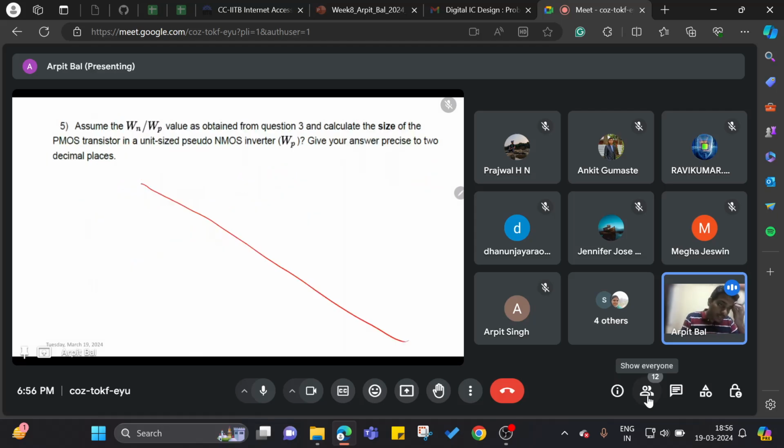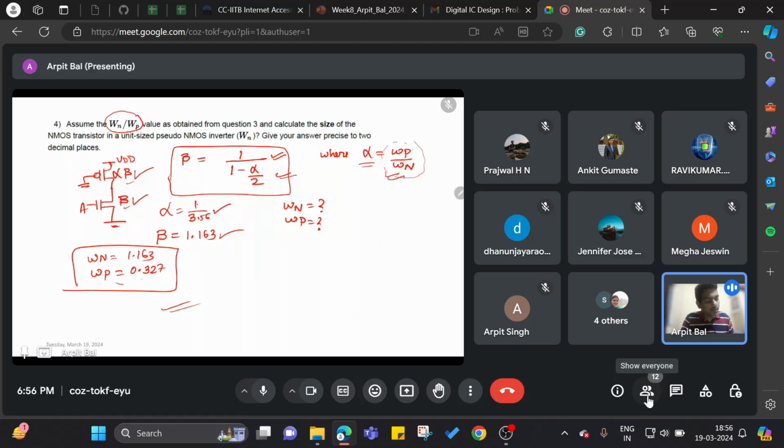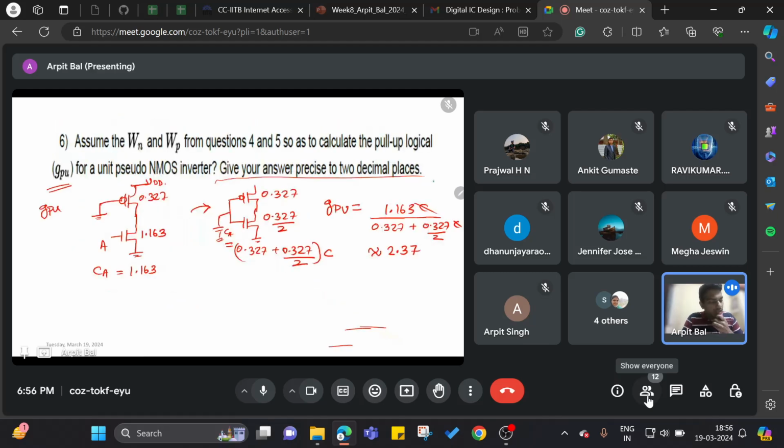So the fifth question was already covered in this one, where we were supposed to figure out what is Wp. Once we have the values for Wp and Wn, we need to figure out what is the pull-up logical effort.